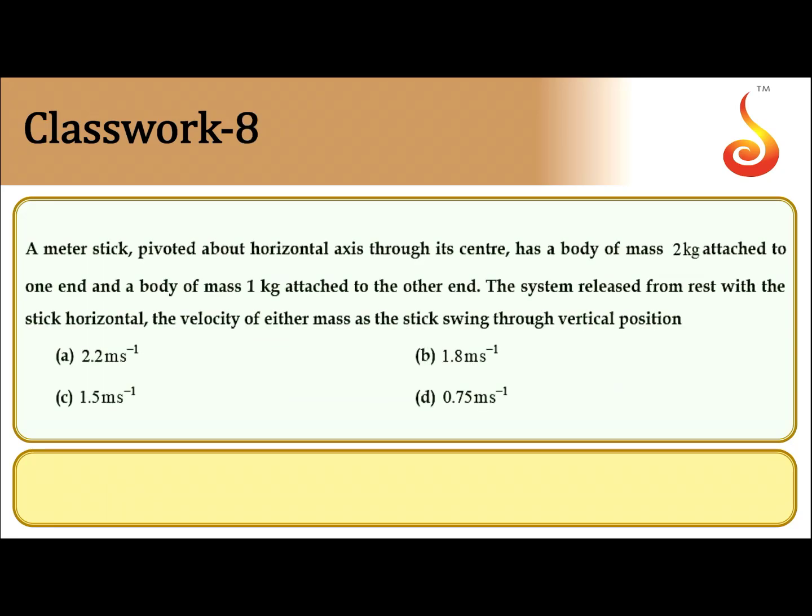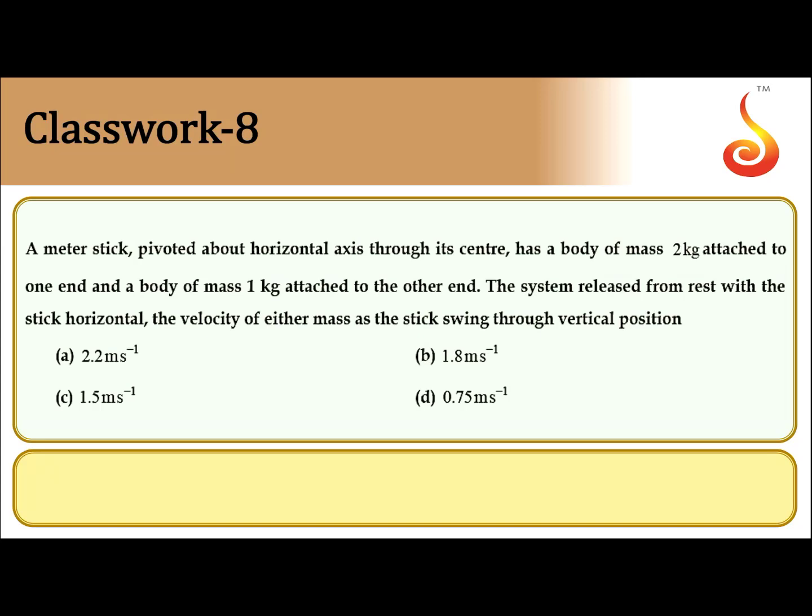Next, example 8. A meter stick pivoted about a horizontal axis through its center has a body of mass 2 kg attached to one end and a body of mass 1 kg attached to the other end. The system is released from rest with the stick horizontal. The velocity of either mass as the stick swings through the vertical position is.